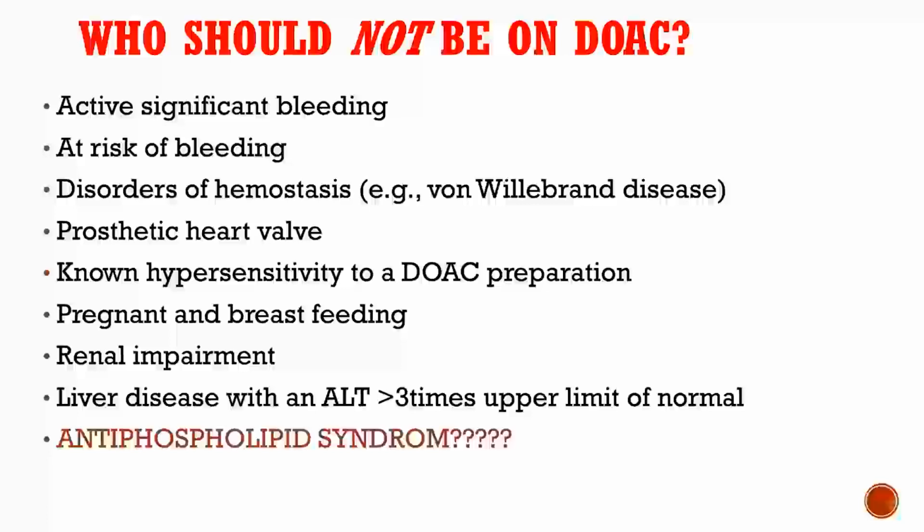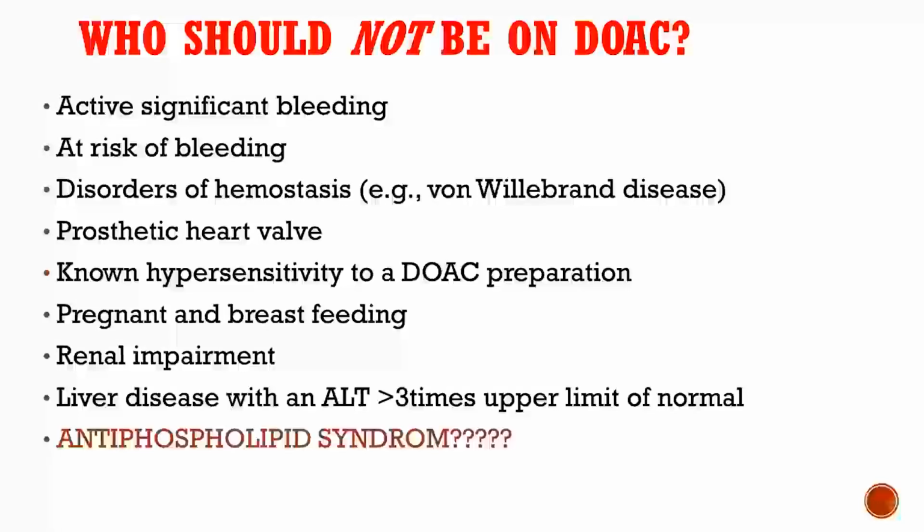We know that with warfarin, it's easy to reverse and easy to control the bleeding. Although there is an antidote for DOACs, it's not available everywhere, and warfarin is still preferred if the patient is at risk of bleeding, like patients with von Willebrand disease who develop thrombosis. It's preferable for them to be on either a parenteral or an oral anticoagulant other than DOACs.